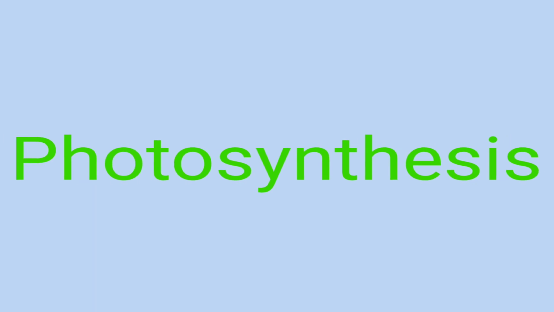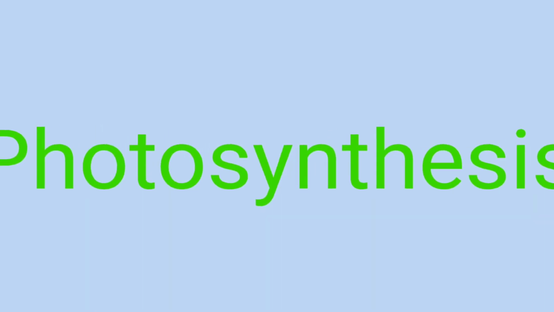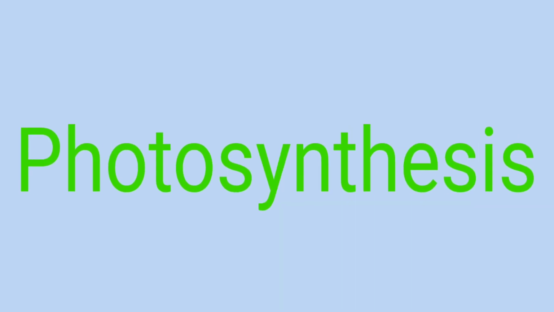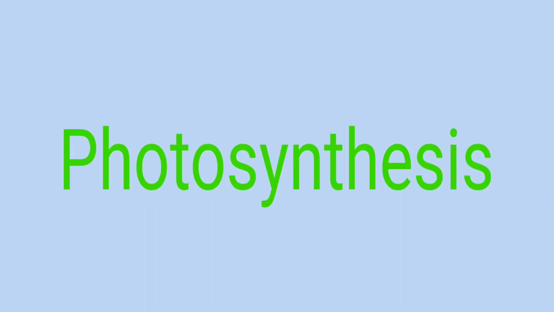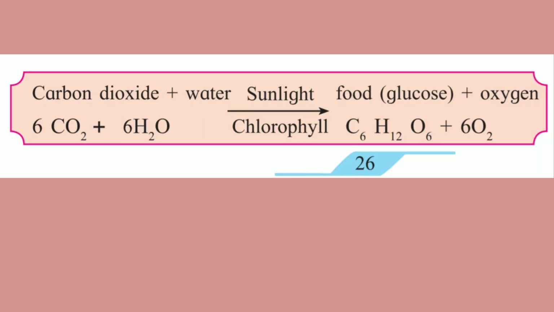For this process plants need water, minerals, sunlight and carbon dioxide. With all these factors plants make their own food in the form of energy. Now you can see that there is a reaction given in our book. This is the process of photosynthesis. In this reaction carbon dioxide plus water react in the presence of sunlight and chlorophyll and make food in the form of glucose, and oxygen is liberated from the plants.